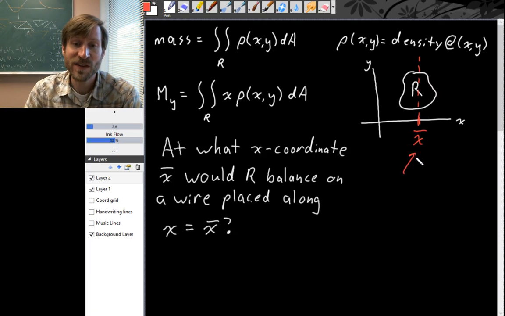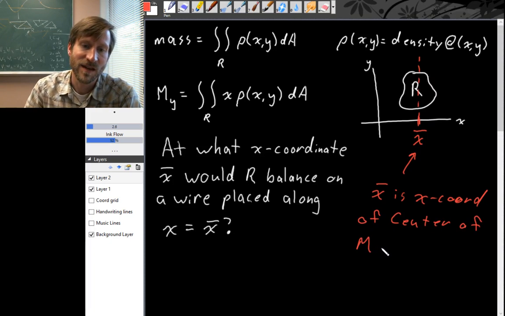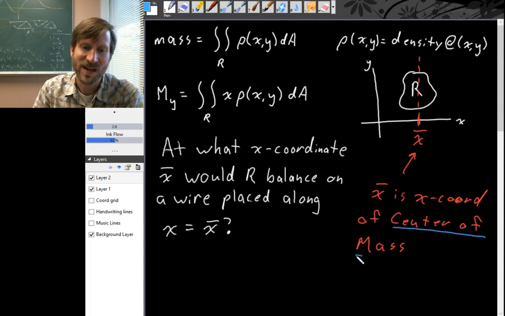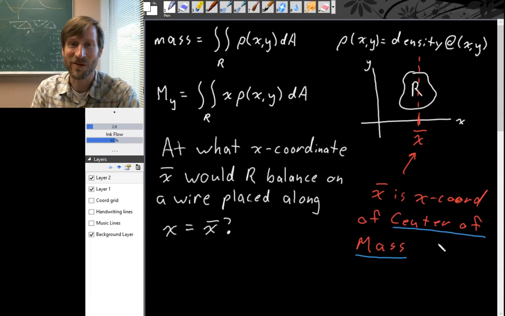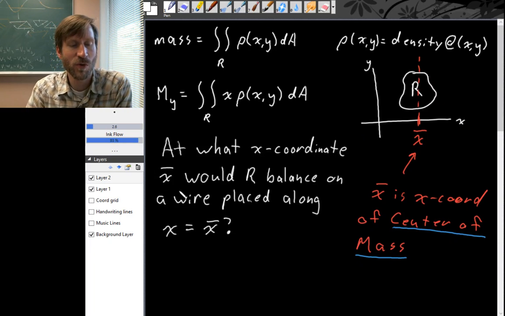The name that physicists give for this x-coordinate is the x-coordinate of the center of mass. So that's the key phrase, center of mass. We're going to find the x-coordinate of the center of mass. If you do everything we're about to do, but with x and y reversed, you'll get the y-coordinate of the center of mass.